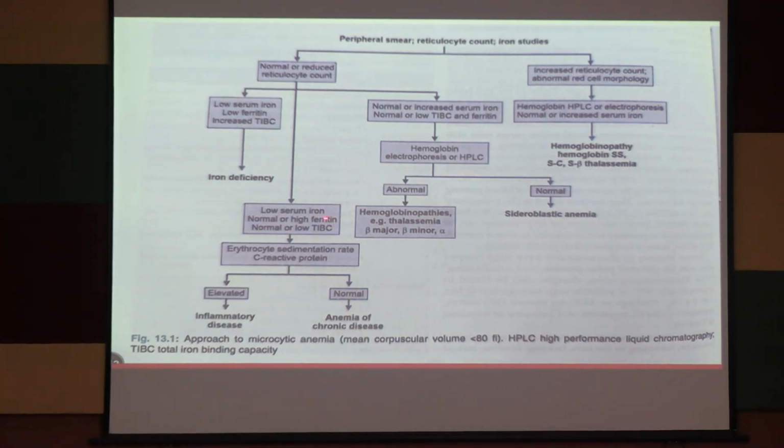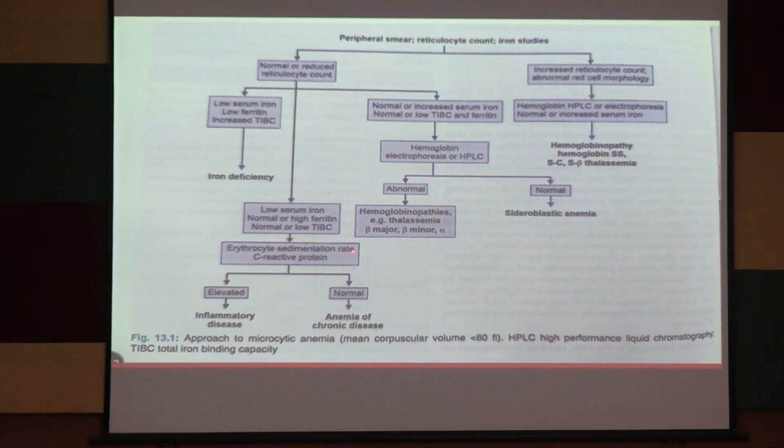If there is low serum iron, normal or high ferritin, normal or low TIBC, we perform ESR, that is erythrocyte sedimentation rate, and C-reactive protein. Elevated means inflammatory disease and normal means anemia of chronic disease.